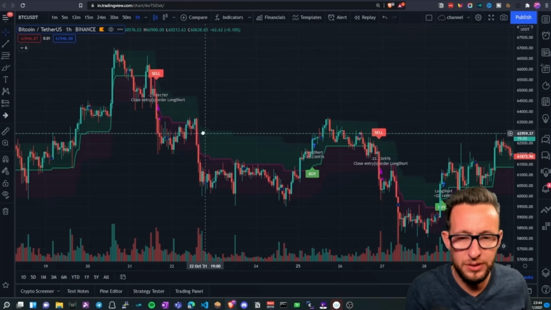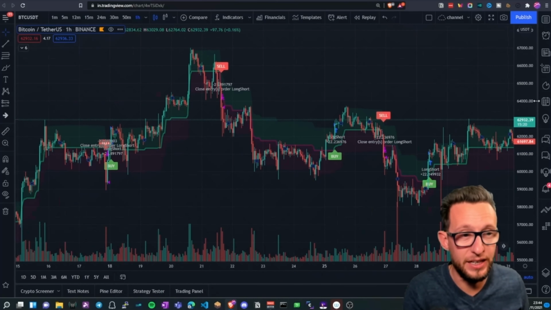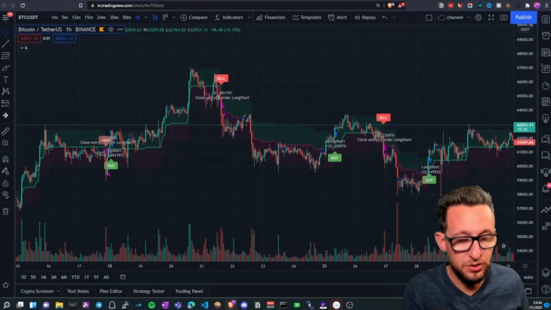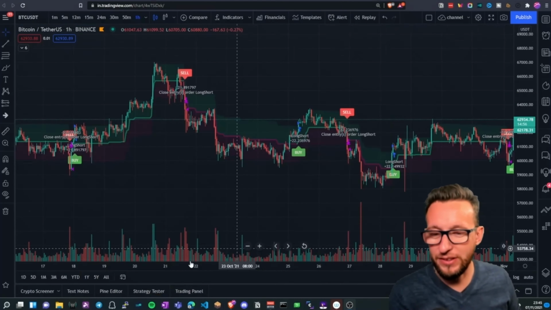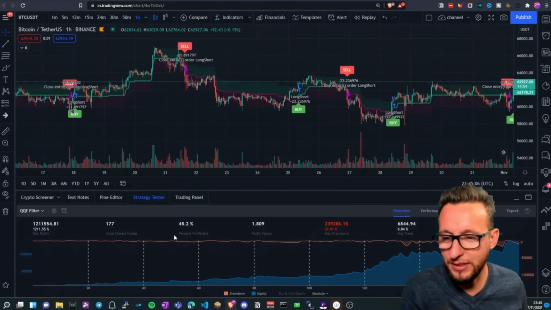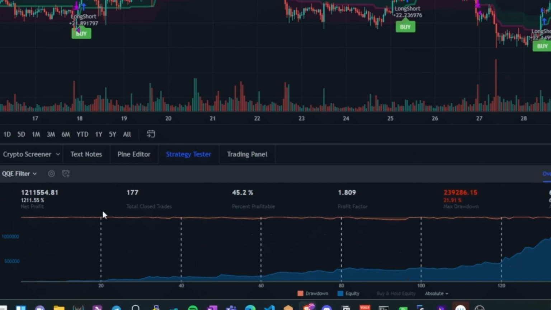Now I guess the best thing to do is have a look at the actual backtest results, because I think they're actually quite impressive. Drum roll please, let's have a look at the backtesting results. Okay, as expected, they're quite good. As you can see, we have 45.2 percent profitable. So I reckon that we could probably do better than that with maybe some confluence with other indicators, but it certainly is good.